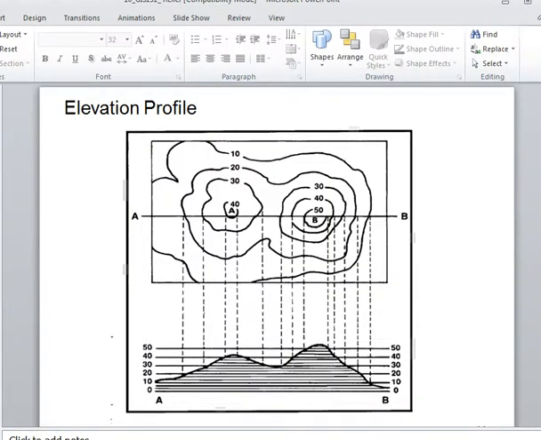We used to have students do these elevation profiles. Did you do that in watershed science, where you take your 2D flat image and drop those contour lines down and build a profile so you get a sense of the landscape?